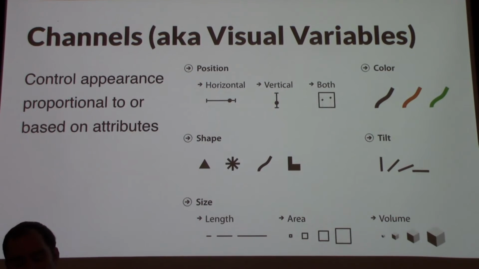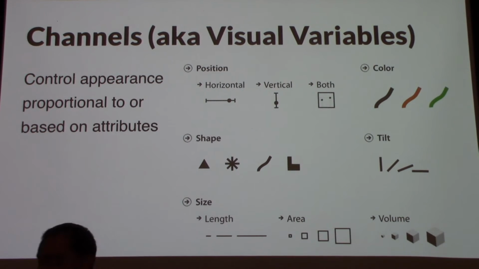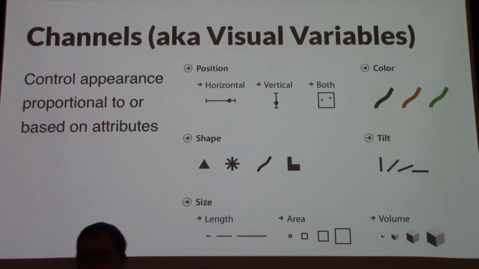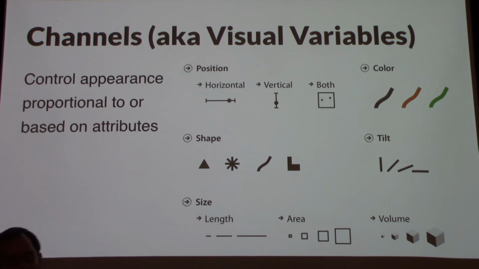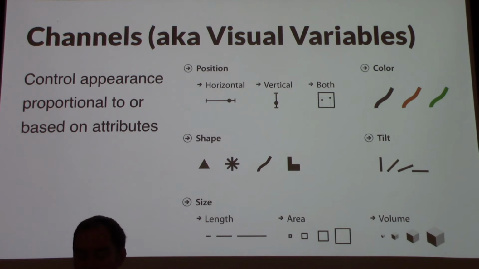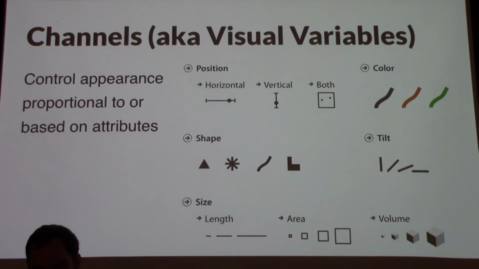qualitative attributes. So the key ones, and we've come up with more here, but the most important ones are position, shape, size, color, maybe tilt, and maybe volume. So, but essentially those four here are the key visual variables, or the key channels.